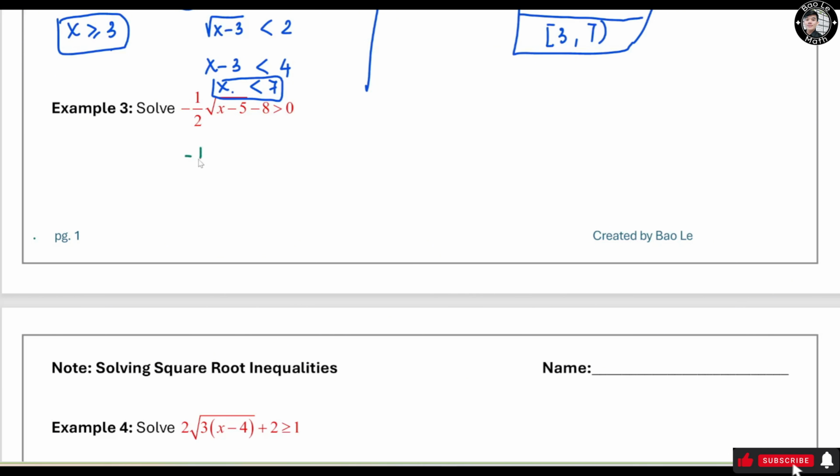Now example number 3, we're going to add 8 to both sides. So we have negative 1 over 2 square root of s minus 5 greater than 8. We're going to multiply both sides by negative 2. So we have square root of s minus 5 less than negative 16. Now we're not going to square both sides because the square root of s minus 5 cannot be a negative number. So we have no solution.